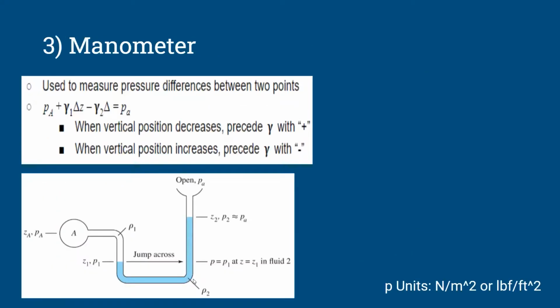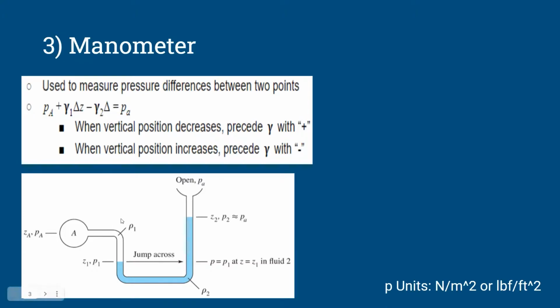Okay, and next up, we're going to have the manometer, which is used to measure pressure differences between 2 points with the given equation. Obviously, this equation is not going to apply to all circumstances since every scenario is going to be different. But the main takeaway is you're going to have your starting pressure, which we have right here at A, and then our ending pressure over here at the open end where PA is. So we have the beginning and the ending right here. And then we have multiple fluids to be dealing with, which is why we have multiple gammas here.